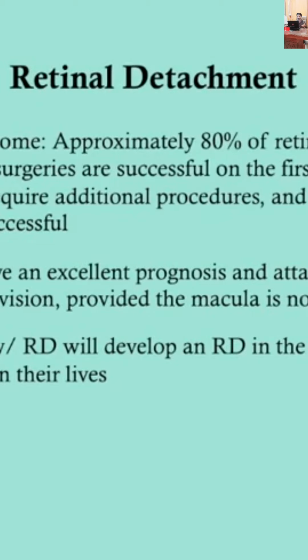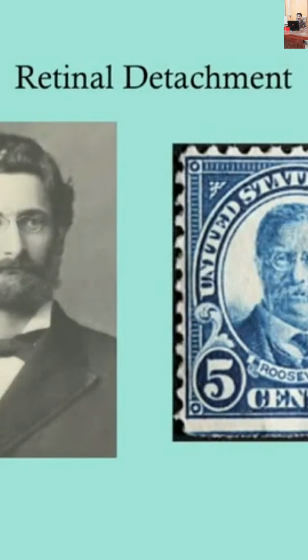All right, so there are a couple men here that had retinal detachment. The first one is Mr. Pulitzer. He's the guy that they named the Pulitzer Prize after, that they give to journalists. And this is Teddy Roosevelt, who was the 26th President of the United States. He went blind later on in his life, and the speculation is that he had retinal detachment.